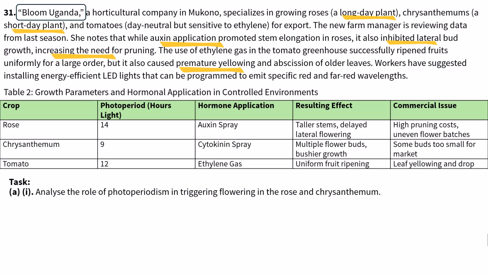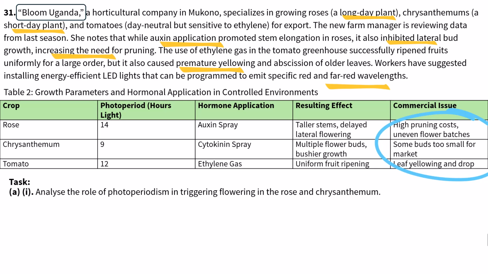Table 2. Growth parameters and hormonal application in controlled environments. Quick analysis of the scenario and data, straight to the point. Bloom Uganda grows 3 crops with different photoperiod responses. Rose: long day, from the table 14 hours light. Chrysanthemum is a short day, 9 hours light. Tomato is day-neutral but ethylene sensitive, 12 hours light, ethylene used.